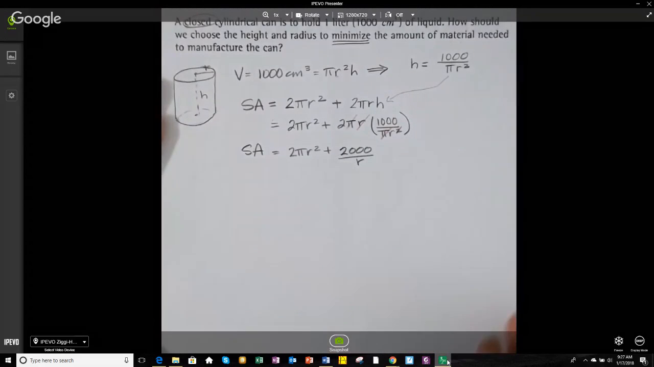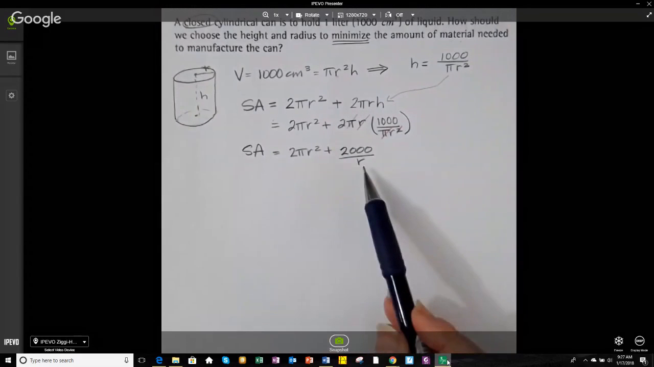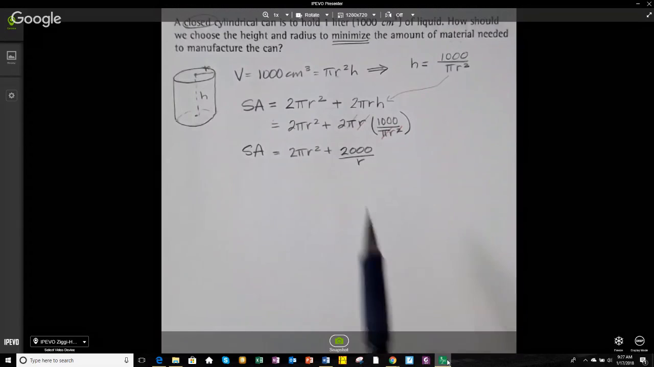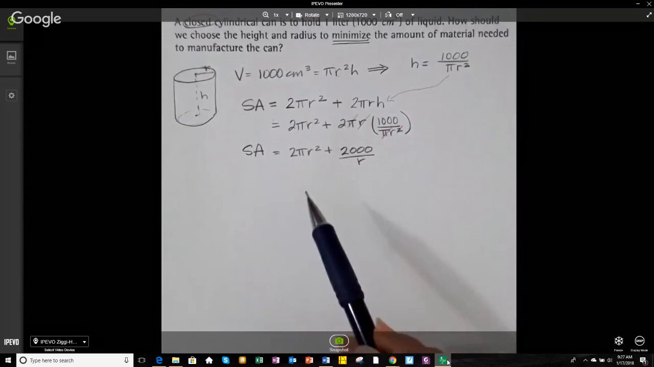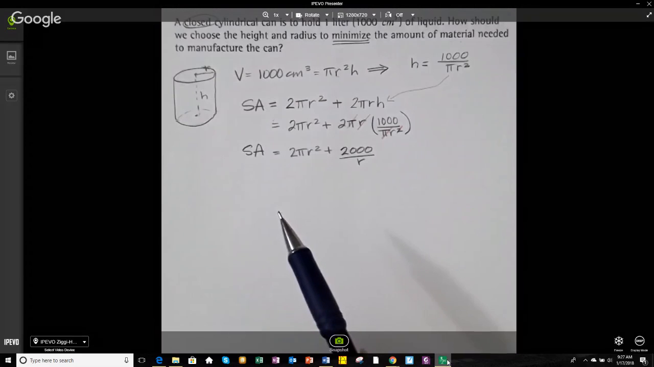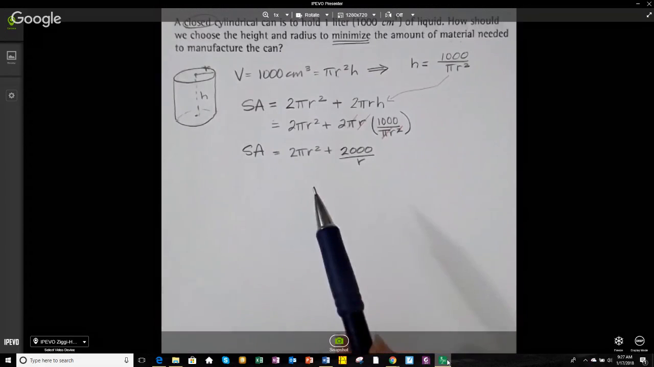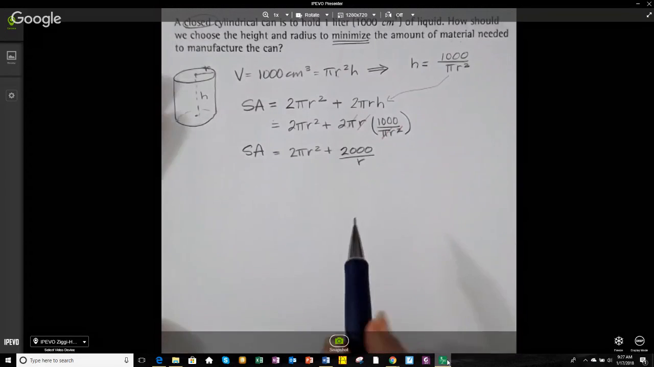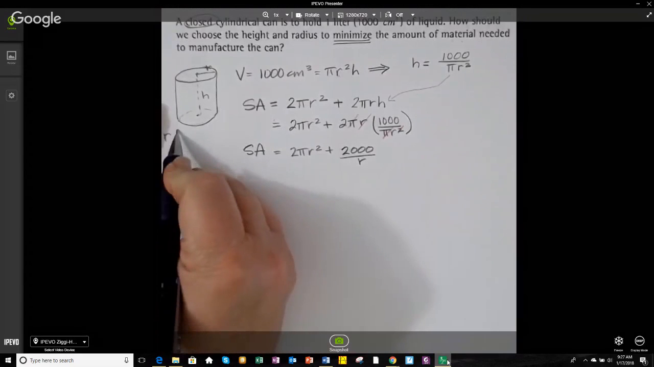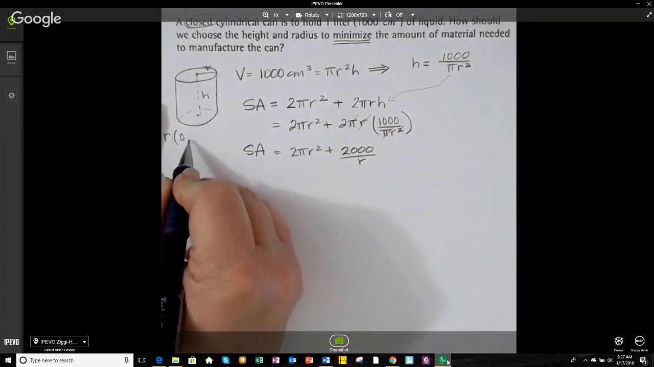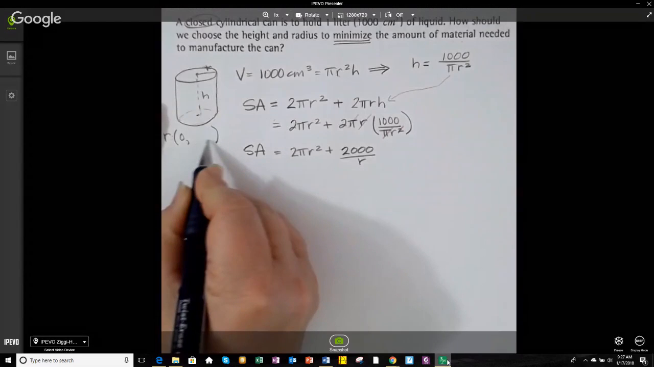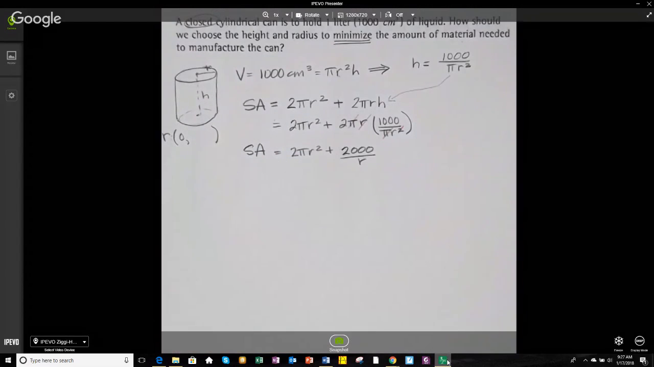Now, I could find a common denominator and all that stuff, but I'm just trying to find a minimum. And if I'm trying to find a minimum using the calculator, I really don't have to do any more than just have the equation and stick it in my calculator. Now, the domain here on r has to be bigger than 0, but I'm going to leave this blank for now, and we'll have a discussion about that in a second.